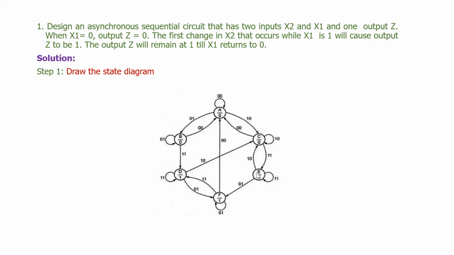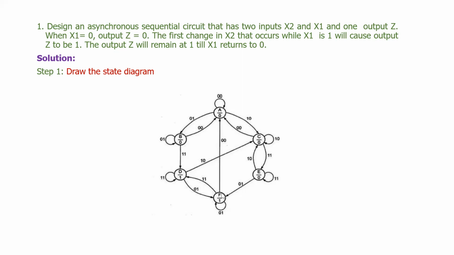Now from this E, there will be two chances of transition. One is 0, 1 and another one is 1, 0. With 0, 1, given x1 is 1, this is the first change, so output is equal to 1, and it goes to F state. With 1, 0, x1 is 0, so output is equal to 0, and it returns to C state. So like this we have to form the state diagram.